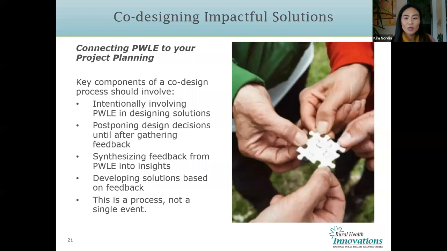So some key components of a co-design process should involve intentionally involving people with lived experience in designing solutions, postponing any design decisions until after you gather that feedback, synthesizing that feedback from people with lived experience into insights, developing solutions based on the feedback, and just keep in mind that this is a process. It's not a single event. It's not, let's do it one time and be done with it. It's continually checking back with that community.